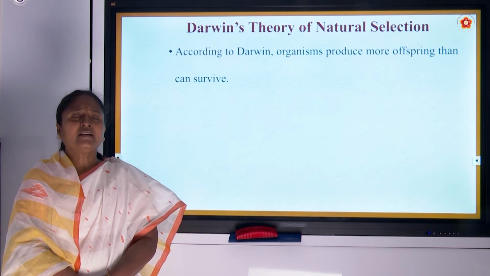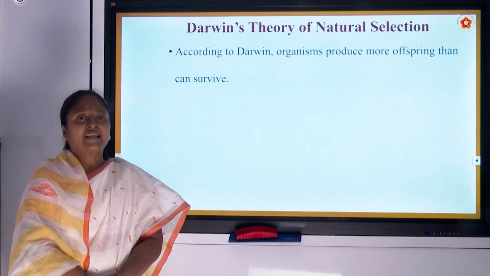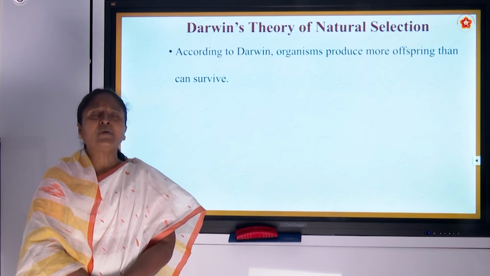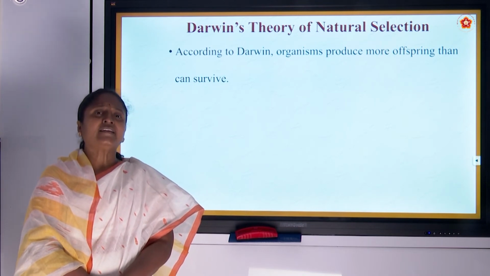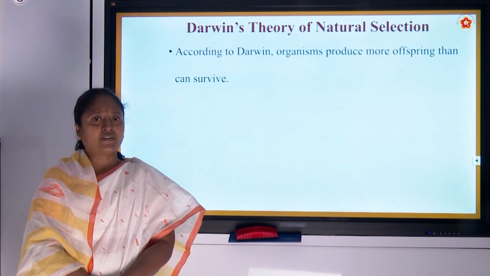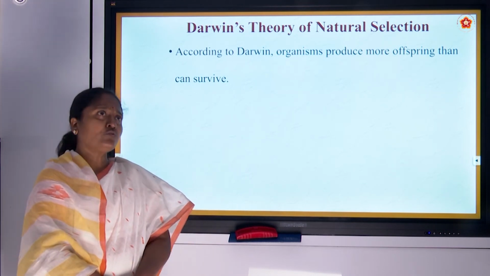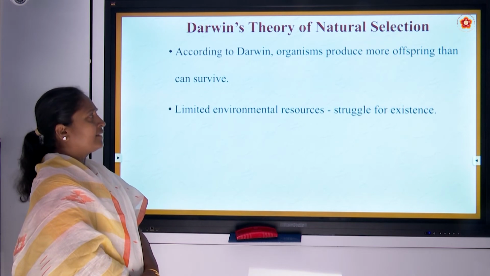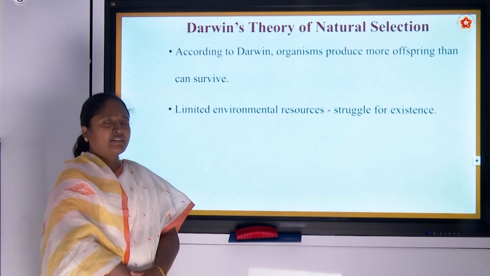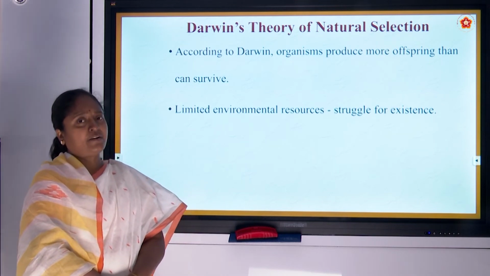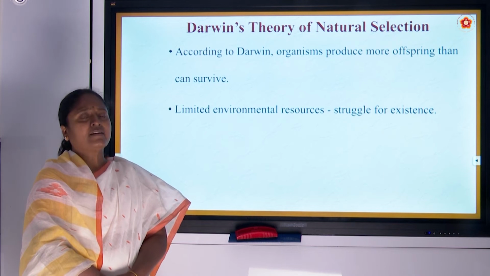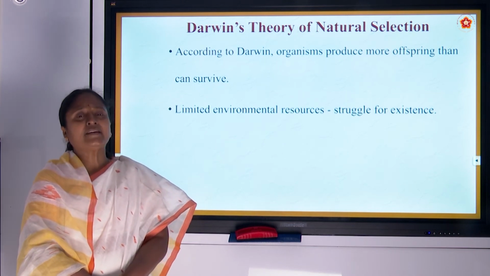Then the organisms, the offspring or the small babies, whichever escape from all the various ways of struggle, those organisms will survive. So, organisms tend to produce more organisms, that is, they will produce more babies. The limited environmental resource is also one of the major phenomena for that. If everybody is going to use the same natural resource, then it will get depleted very soon, right?